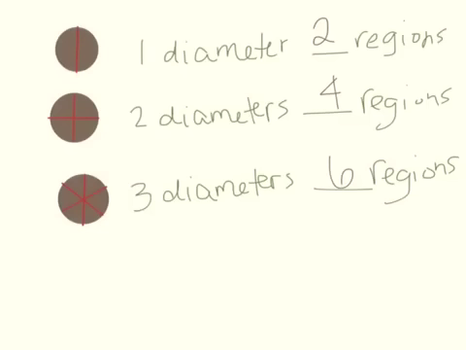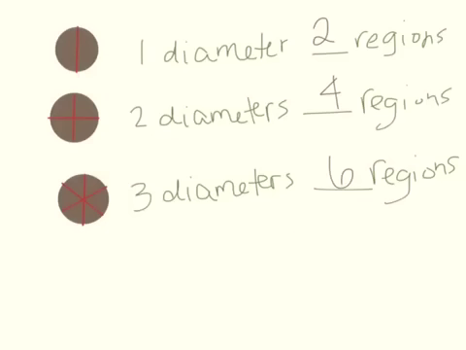If you look at it, maybe you notice that for the one diameter, if I multiply that times 2, I get 2 regions. For the two diameters, if I multiply that by 2, I get 4 regions. And for the three diameters, I multiply that by 2 and I get 6 regions. So is that a pattern that seems to be consistent and can be used to find multiple diameters that would be difficult to find if we were to draw it?